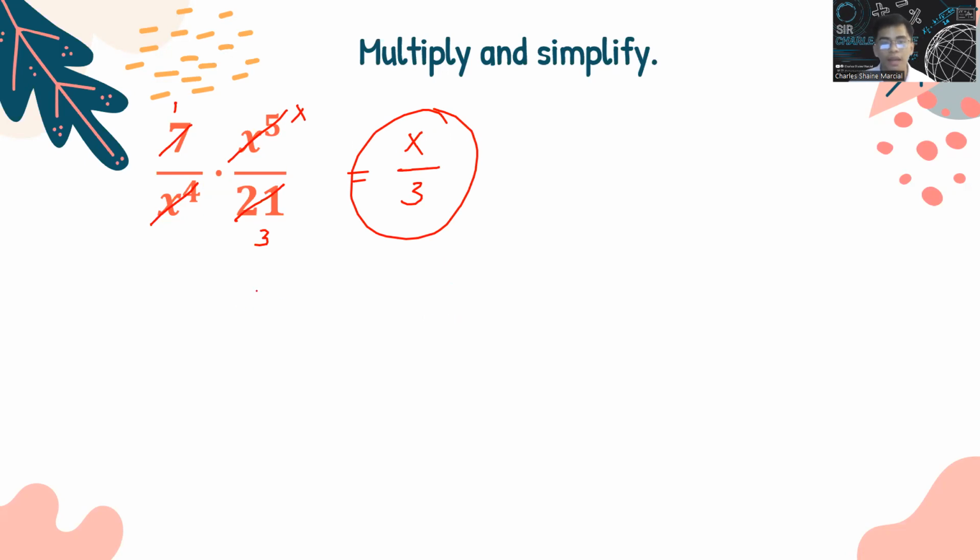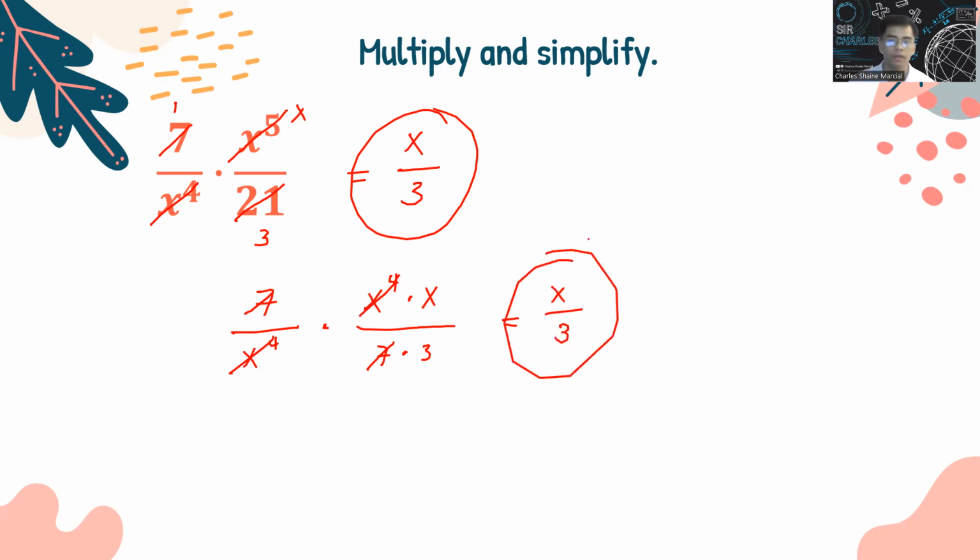Okay po, kung gagamitin naman natin yung factoring, we have 7 over x raised to 4 since mas mababa silang dalawa. Then yung x raised to 5 magiging x raised to 4 times x. And also we have 7 times 3. Cancel out 7 from numerator and denominator, and also x raised to 4 from numerator and denominator. And then the remaining values are x over 3. So parehas lang po yung nakuha nating sagot. Okay? Next example.